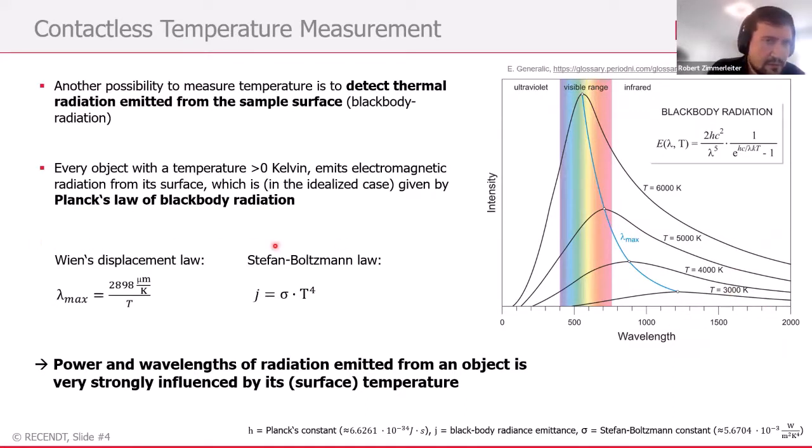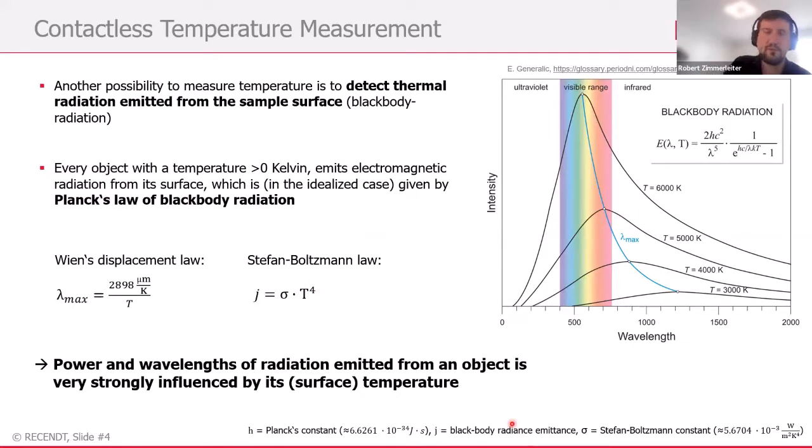Two other important laws that can be derived from Planck's law of blackbody radiation are Wien's displacement law, which basically gives you how the wavelength of the maximum emission changes with temperature. This is also shown in the graph, where this blue line is curved towards the right: with lower temperatures, you get the emission maximum at longer wavelengths. And you also have the Stefan-Boltzmann law, which gives you how the total emitted radiation power changes with temperature, which is the fourth power of the temperature.